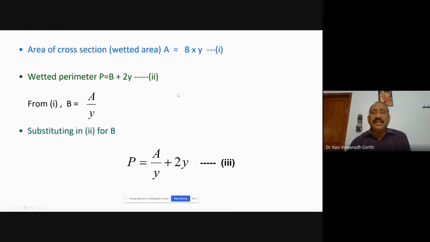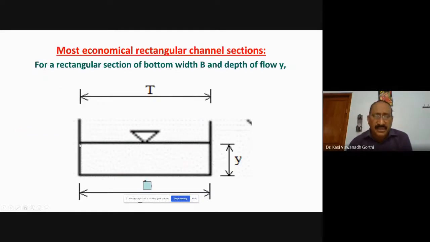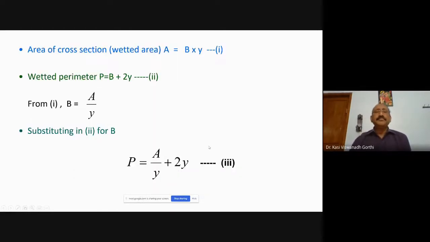What is wetted perimeter? By definition, wetted perimeter is the length of the channel boundary in contact with flow: Y plus B plus Y, that is B plus 2Y. Wetted perimeter is B plus 2Y. Wetted area is B into Y.